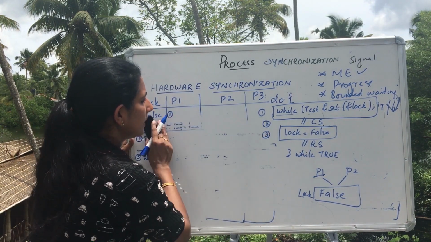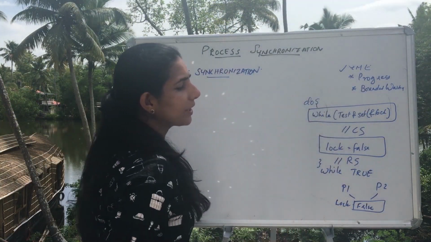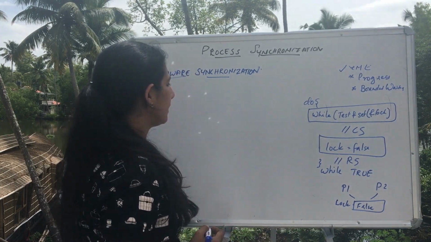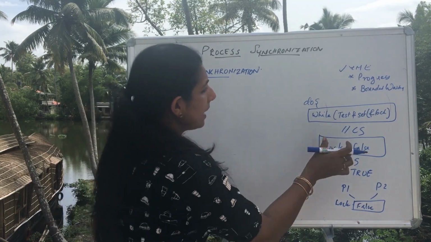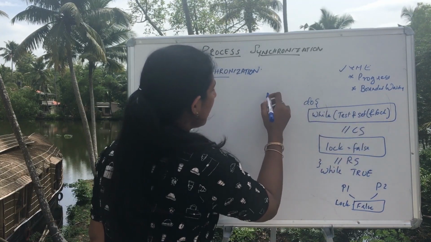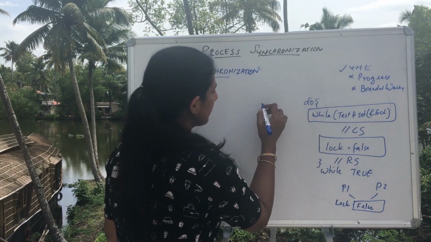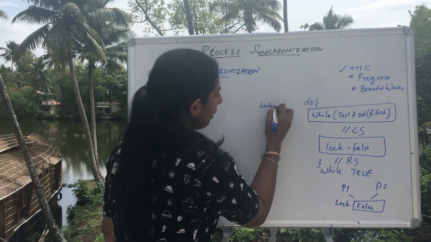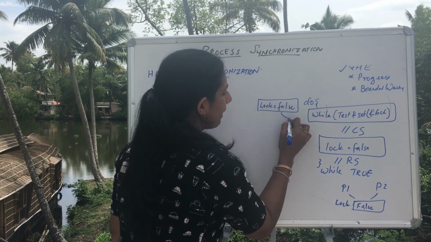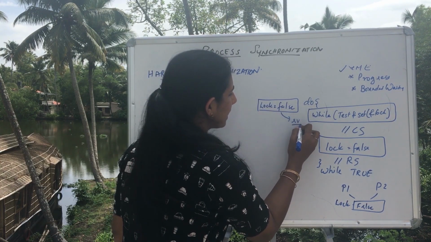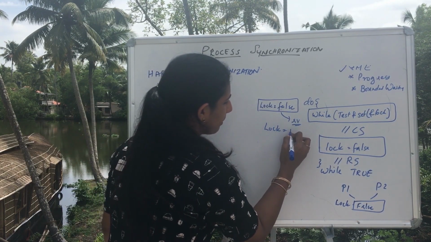The second requirement is progress. We will check whether the second requirement, progress, is being satisfied. So in the critical section problem solution using TestAndSet, whenever it performs TestAndSet, we have the initial value of lock equal to false. So when it performs TestAndSet, it will be testing the initial value of lock. What is the initial value of lock? This value will be returned. So the return variable will give me the value false, and the lock will be set to true.